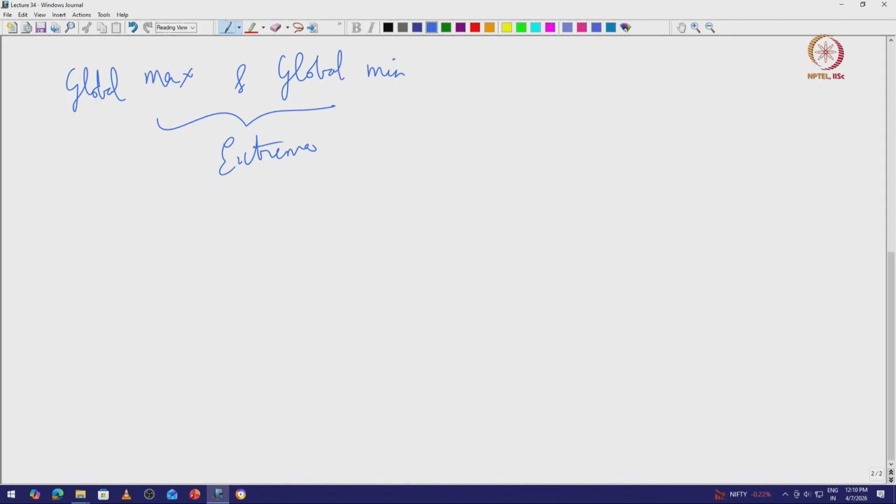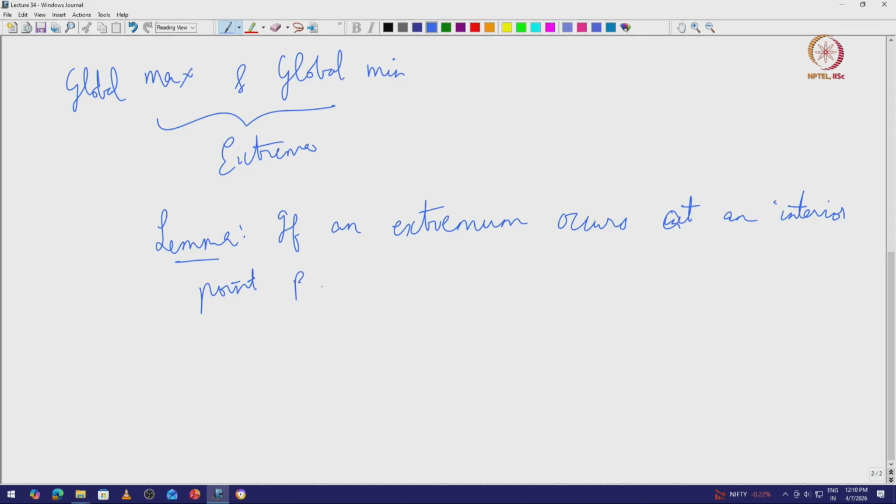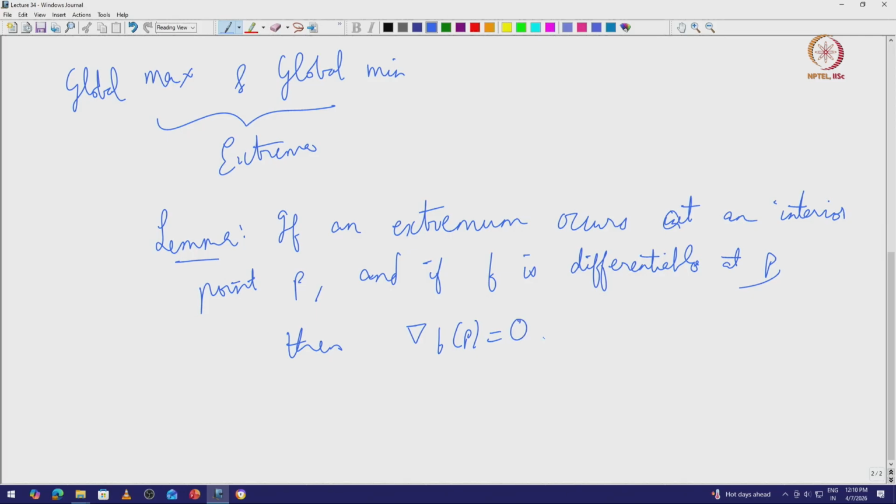So we have already seen one lemma. If an extremum occurs at an interior point P, and if f is differentiable at P, then the gradient of f is 0. We have seen this several times. Very quickly, what's the proof?